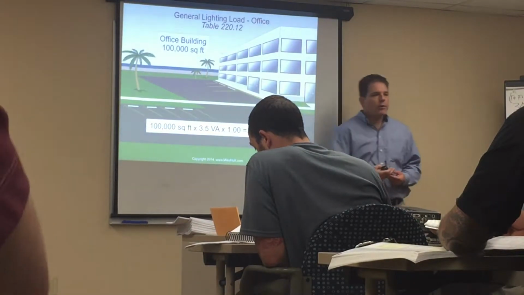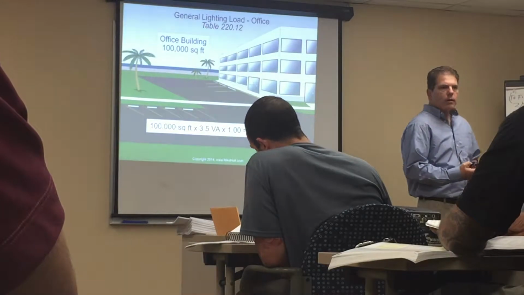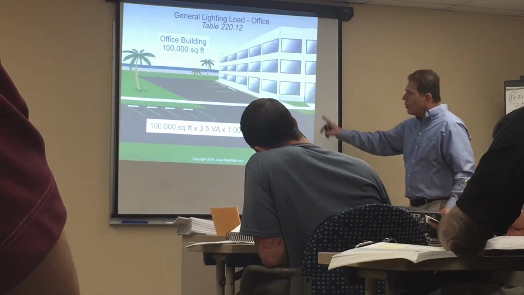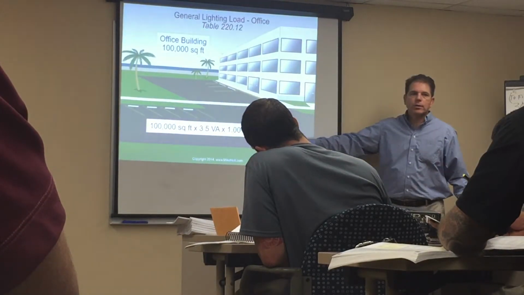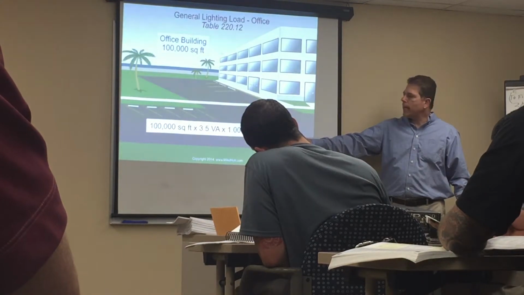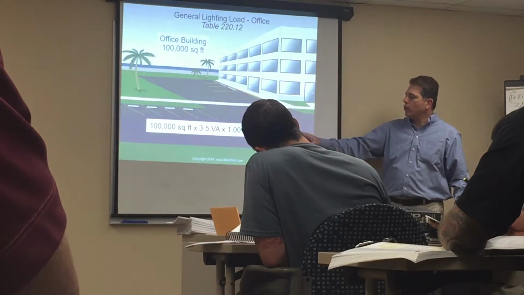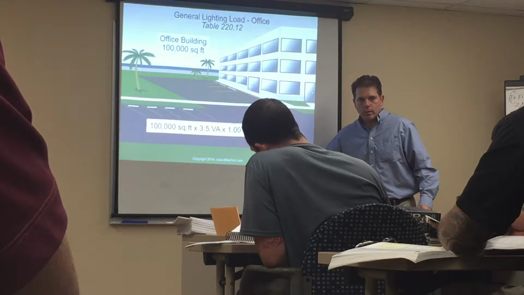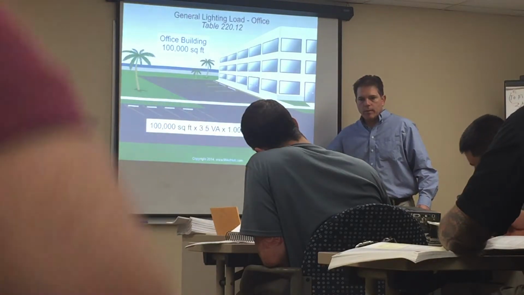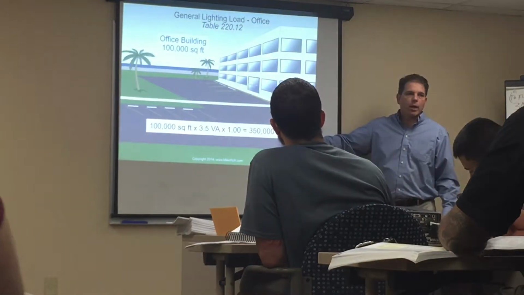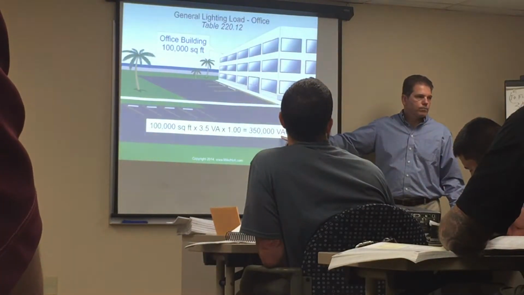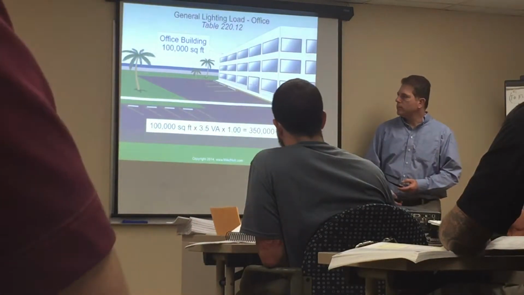And this is a 100,000 square foot office building. That means our demand is 350,000 VA. Notice I didn't say total demand load. Notice I didn't say calculated load. I didn't say that because the calculated load would actually be this times 125%. All right?